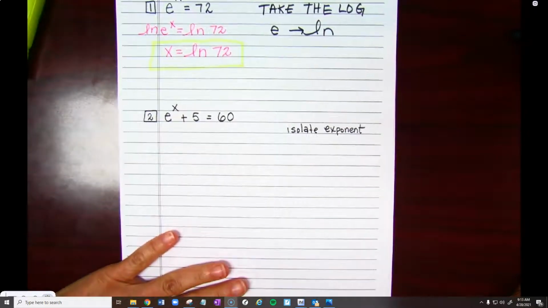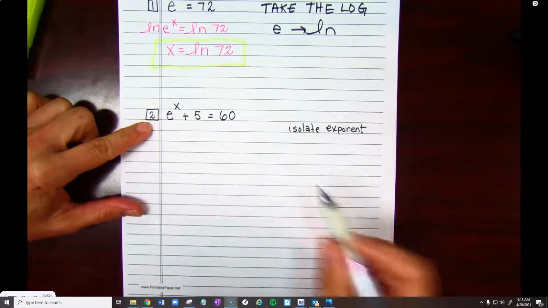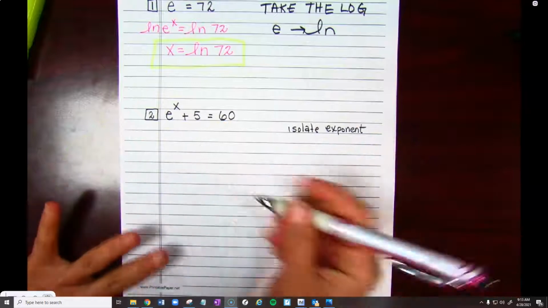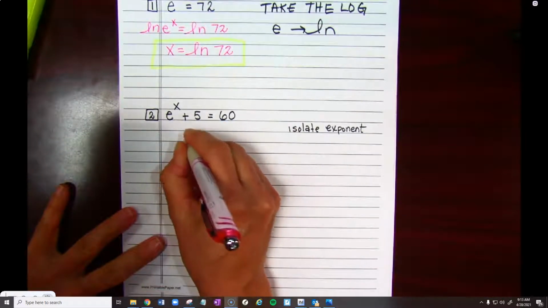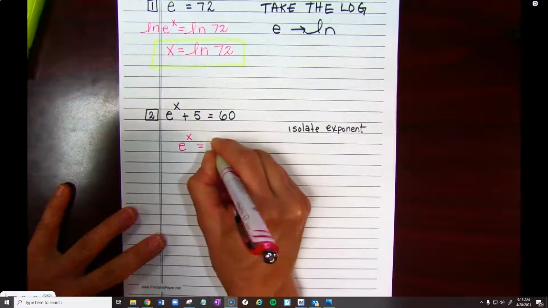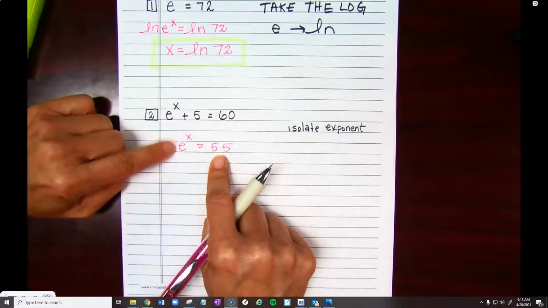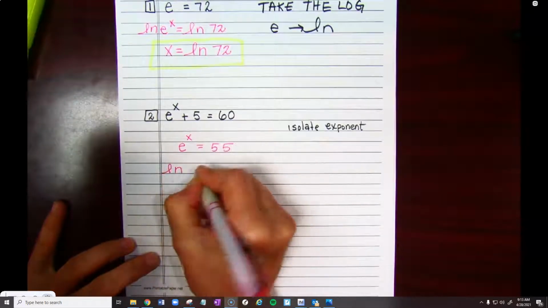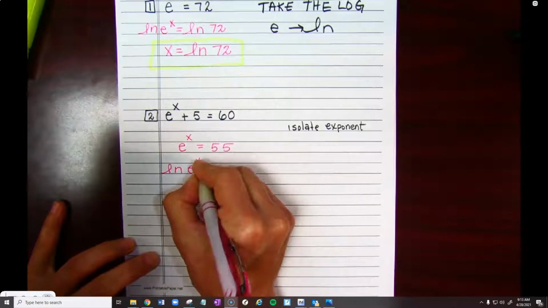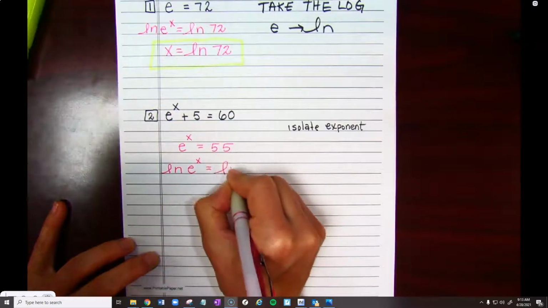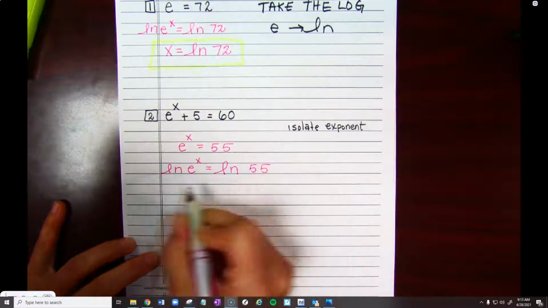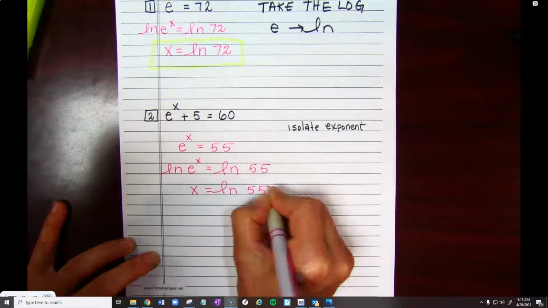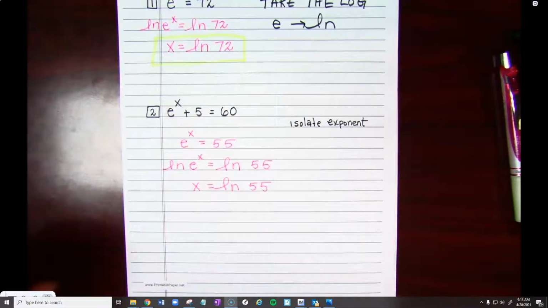Let's take a look at number 2. For number 2, you have to isolate the exponent. So this plus 5 just needs to get pushed over to the other side. So this is going to be e to the x equals 55. I cannot rewrite that with a base of e, so you're going to have to take the log. And it's a base of e, so we're taking the natural log, because the natural log of e is going to cancel out to a 1. So x equals ln of 55, or natural log of 55. That's calculator ready.